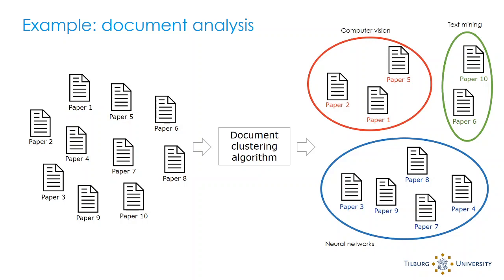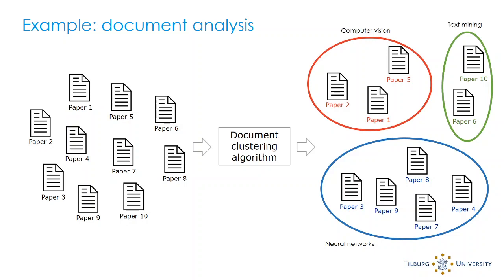The second group contains the papers related with text mining, while the third group contains the papers related with neural networks. Okay, of course, in this example, we have the documents, and the documents are the instances, and we need to describe the documents. And the way we have to do it is by using variables, right?